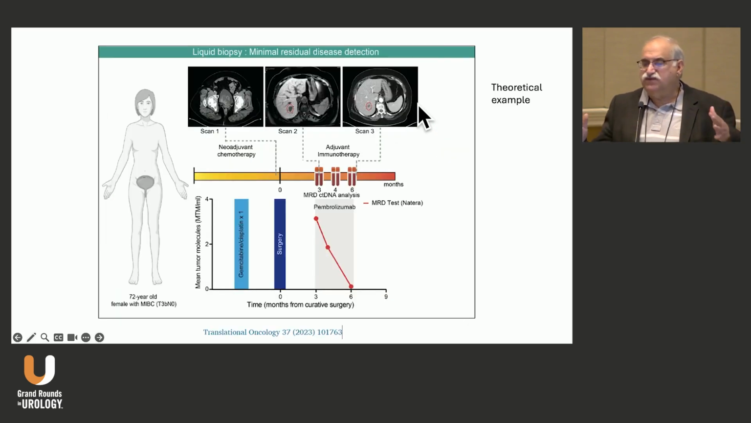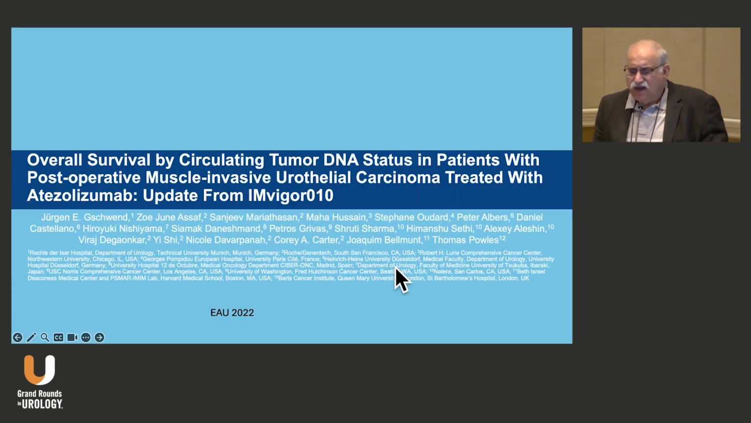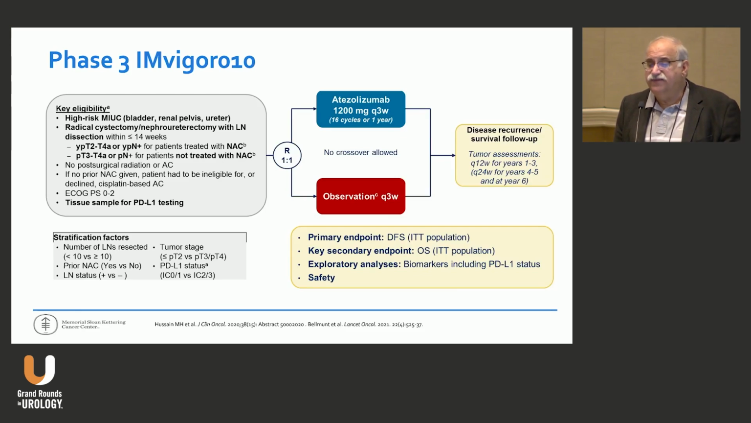This is not a real case, but just a mock-up of a patient who has undergone treatment with neoadjuvant chemotherapy, followed by adjuvant immunotherapy. And again, if you look at the circulating tumor DNA analysis, you can see that with each cycle of adjuvant immunotherapy, the circulating tumor DNA burden goes down and down. Again, this is just a theoretical example, but this is the direction all of the studies are going in. So this was presented at EAU, and this looked at the IMvigor010 study looking at survival by circulating tumor DNA, and this was the original trial.